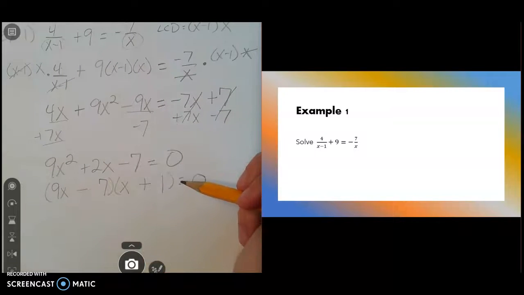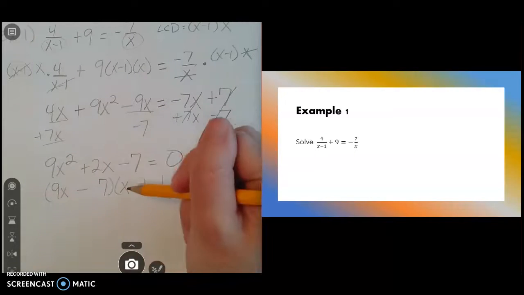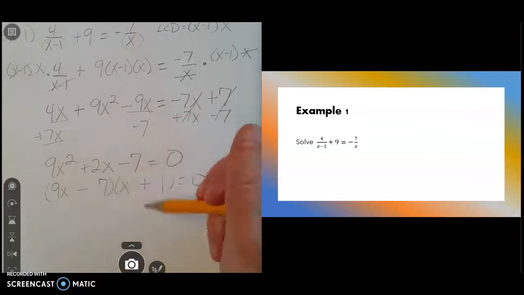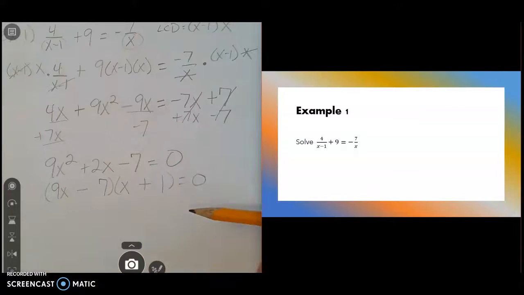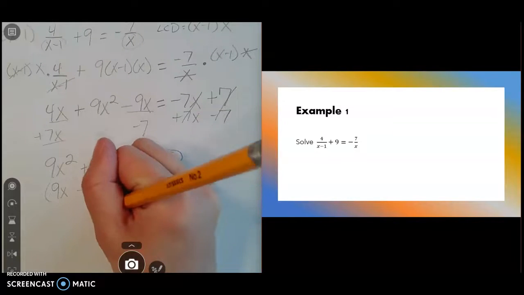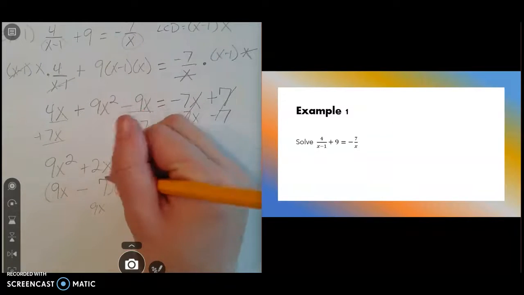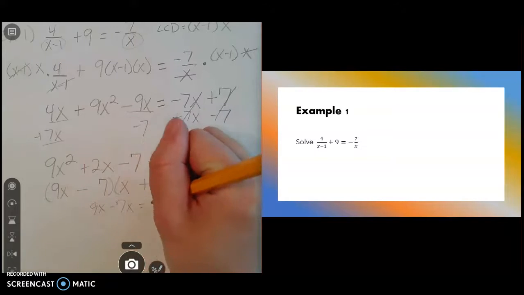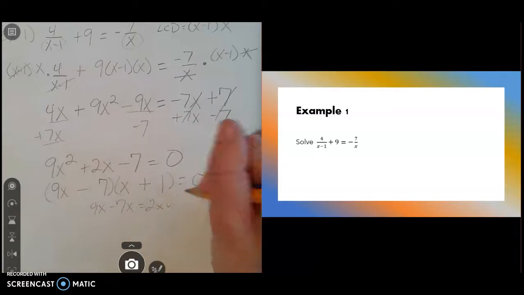And then once you make those guesses, so that the first times first gives you the first term, the last times the last gives you the last term, you just check to see if you did the right combination. The outer product, 9x times 1 is 9x. The inner product, negative 7 times x is negative 7x. And 9x minus 7x is the 2x, which is my middle term. I picked the right combination.